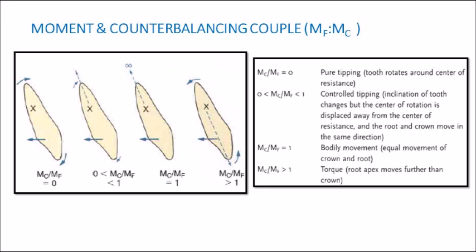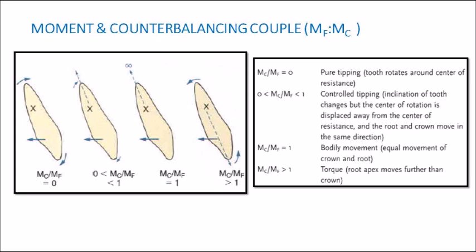Now imagine the second scenario. The second scenario is where you are giving a counterbalancing couple, but the ratio between the moment of the counterbalancing couple and the moment of the force being applied will be more than 0, because definitely you are giving a counterbalancing couple, but it will be less than 1. So what happens in such a scenario is that you will get controlled tipping. So that is your second scenario, where the ratio between the moment by the counterbalancing couple and the moment by the force is more than 0 and less than 1.